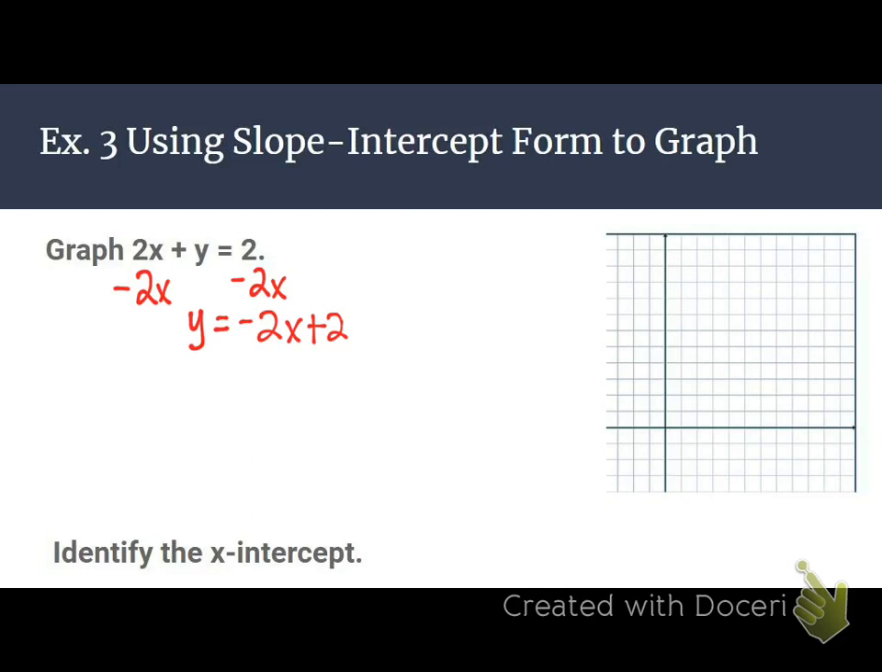We cannot combine those. They are not like terms. One has an x, one does not. We need the x term to go first with its sign. So the 2x was negative, and then that 2 was positive.